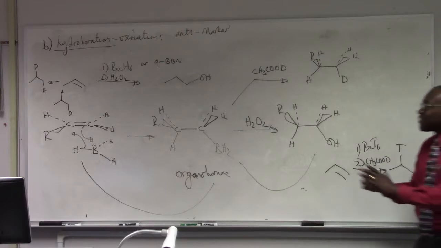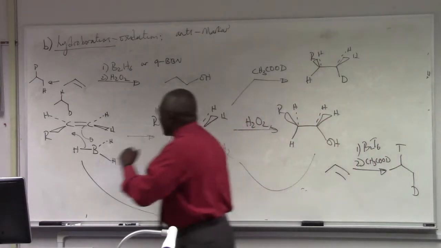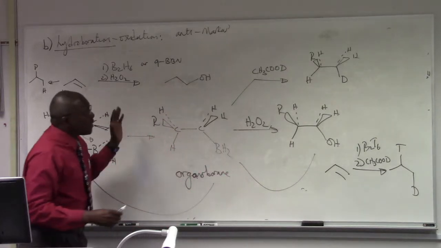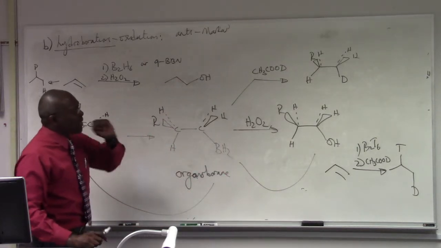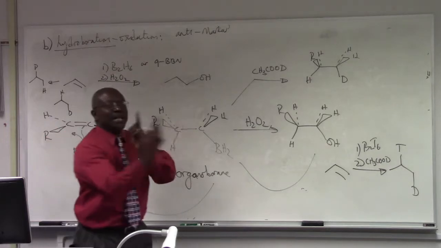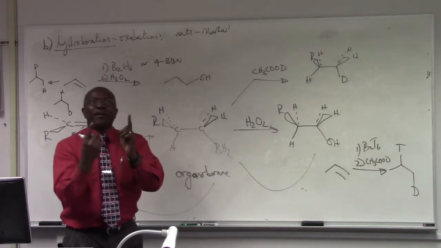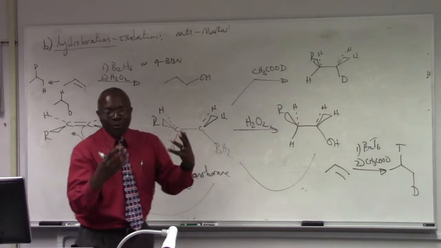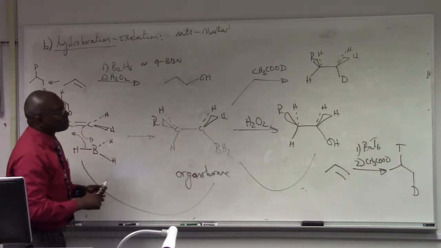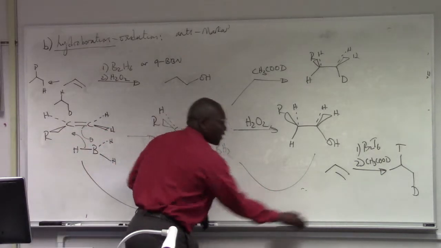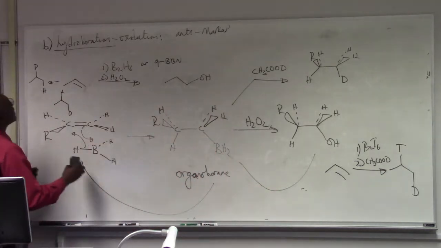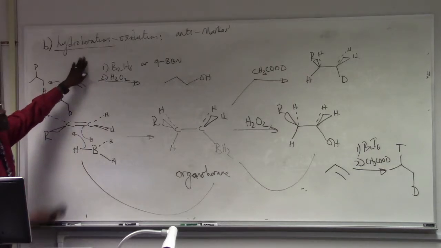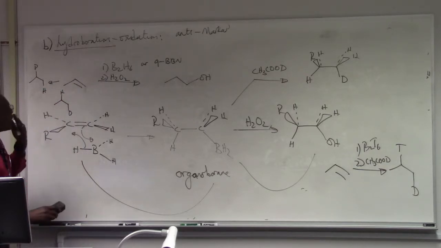So this reaction is really neat because it allows us to make the anti-Markovnikov product, and also allows us to put different isotopes of hydrogen on whichever carbon I want at will. I mean, that's the power of organic chemistry. Okay, we've got about 5 more minutes and then we're done. Hydroboration oxidation does anti-Markovnikov, okay?